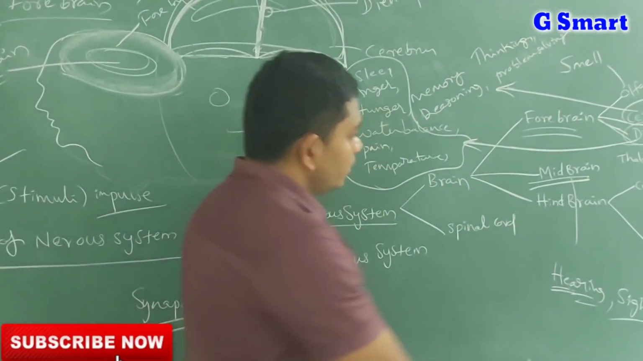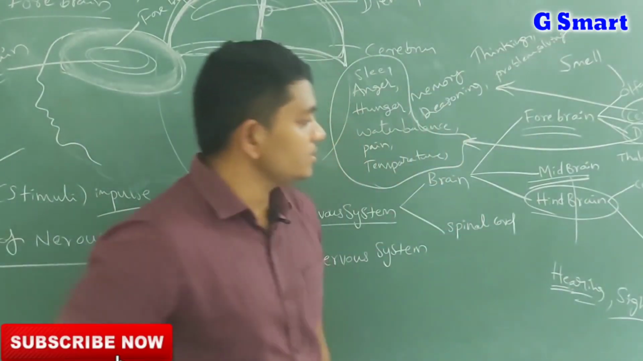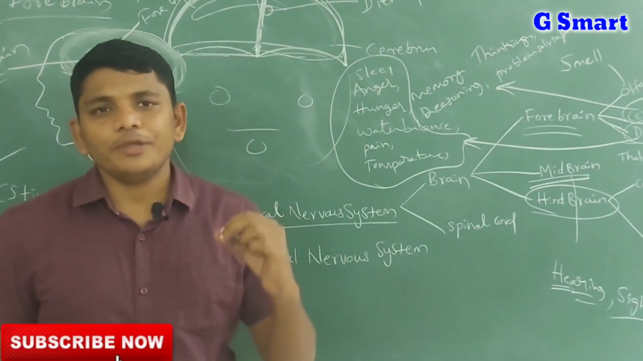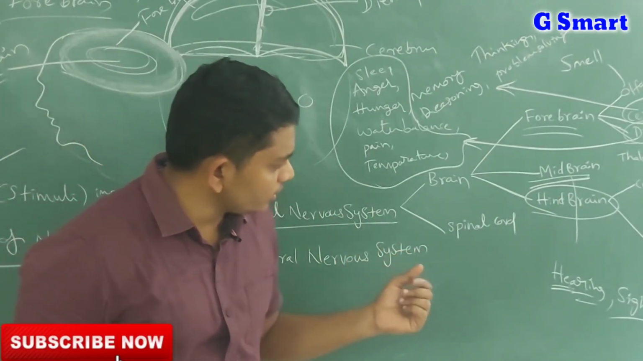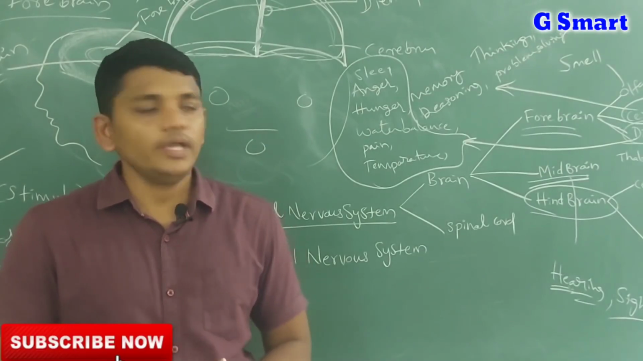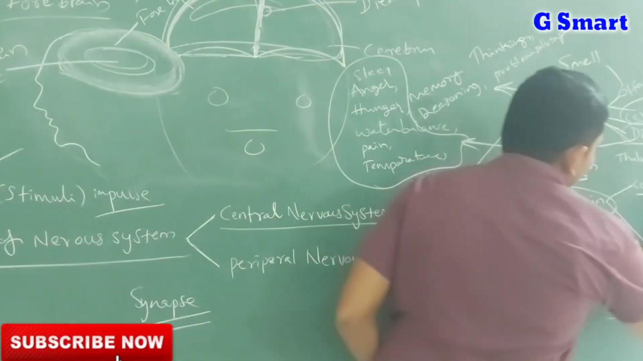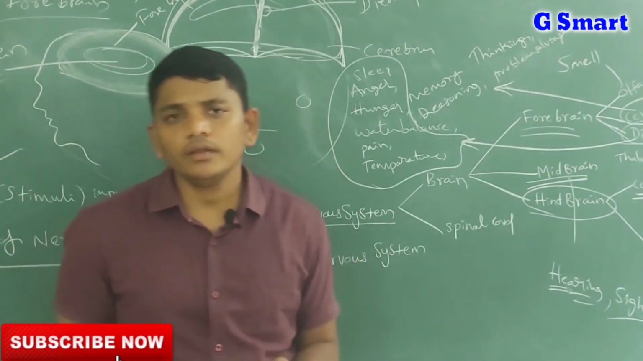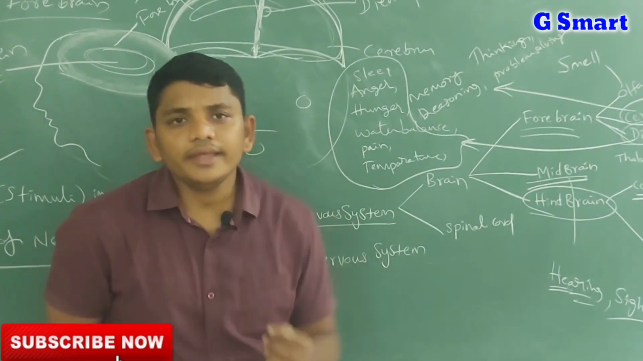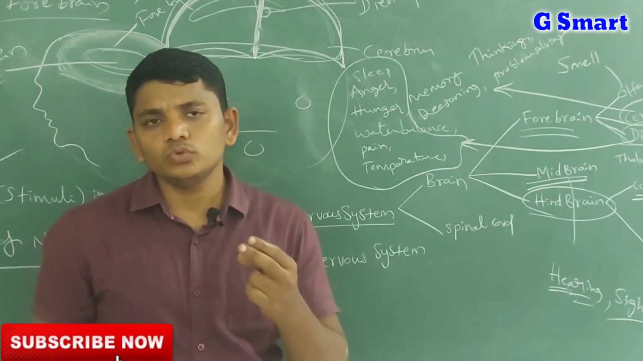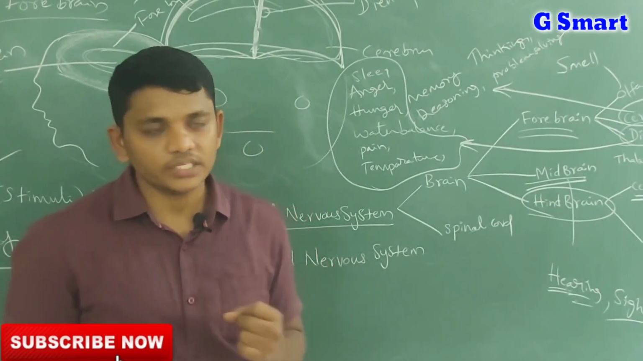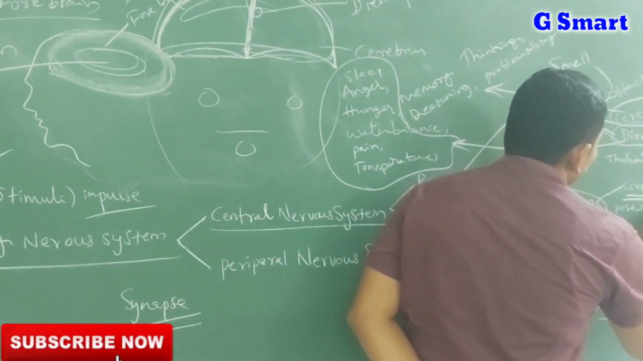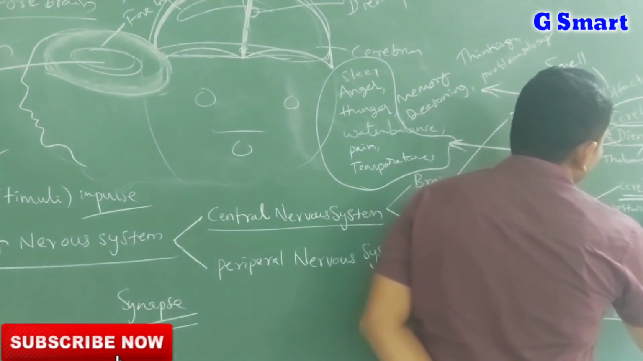And also the third one, the hindbrain. In the hindbrain, we can see two important parts: the cerebellum, and the second one is the medulla oblongata. The cerebellum is a very important part of our nervous system again. Why? Because it is responsible for two important things, posture and equilibrium.